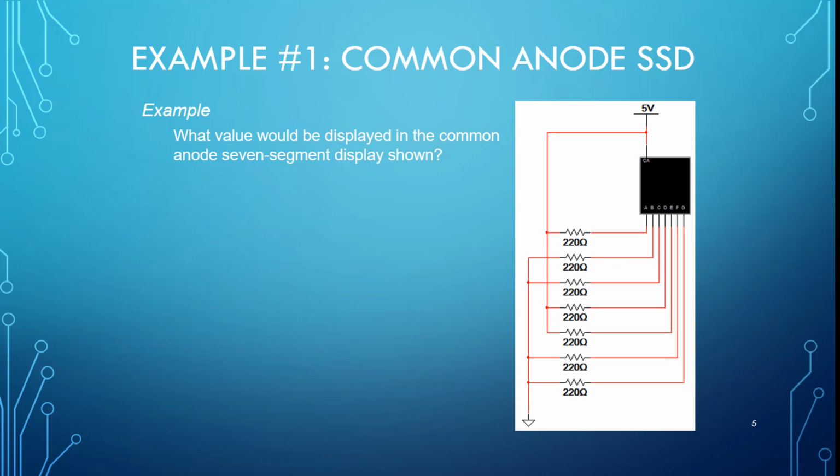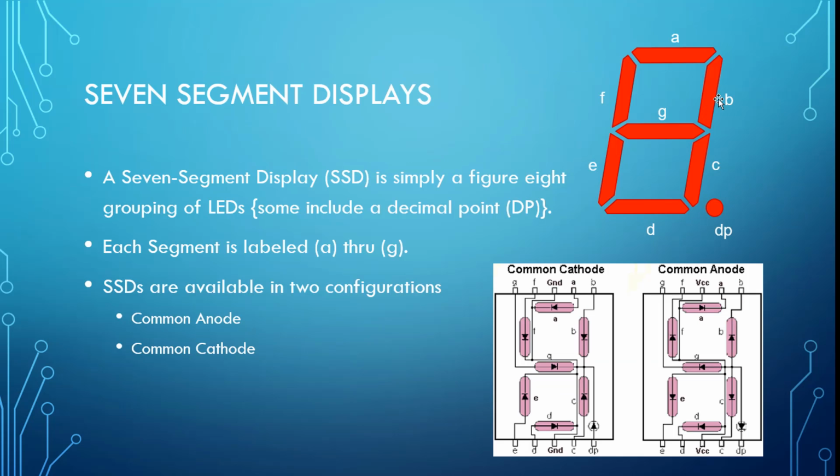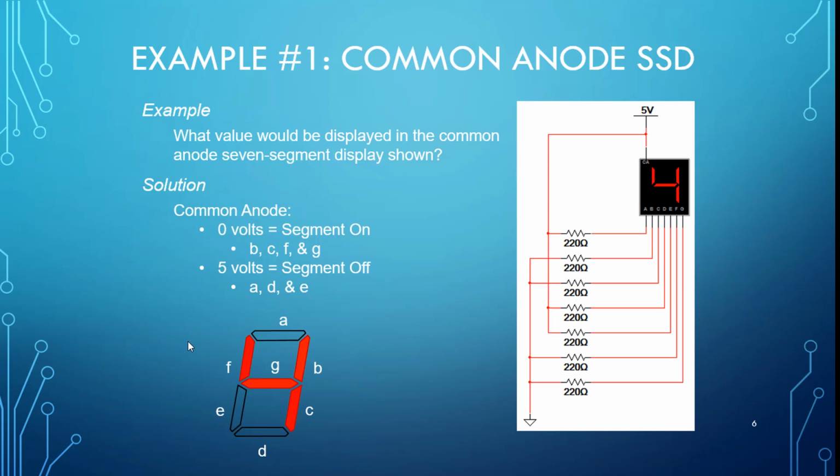So, an example of common anode being used: what value would be displayed on the common anode segment display shown? Remember, on the common anode, our segment's going to light up if we connect it to ground. In this case, we've got B and C, and then F and G connected to ground. So that would be a line here, F and G, a 4. Let's see if we were right, and we are.